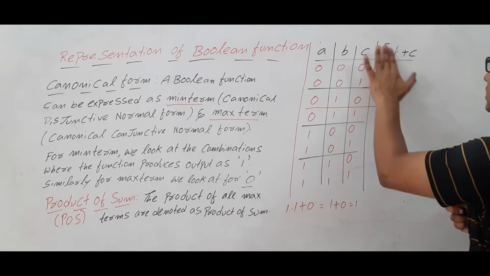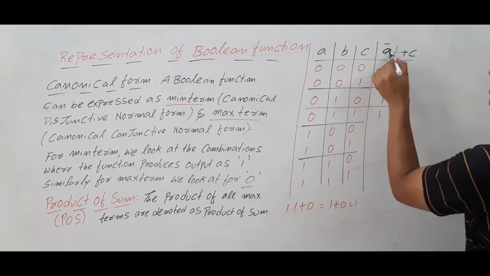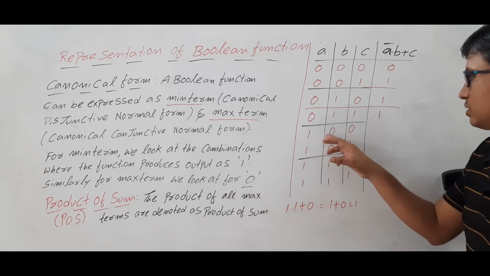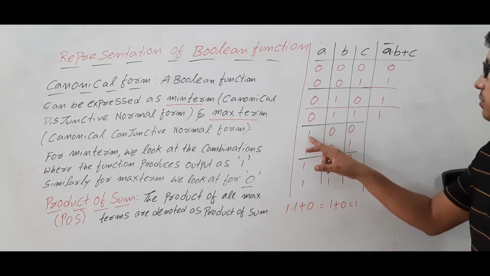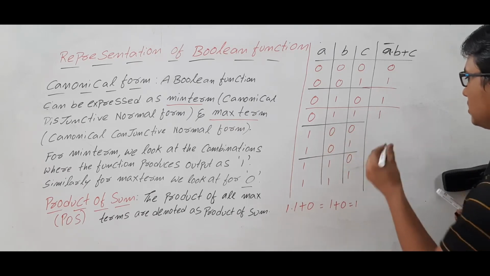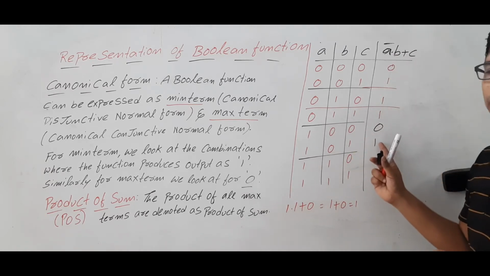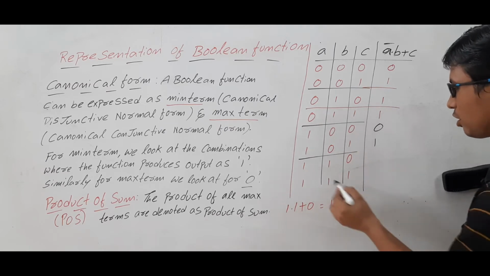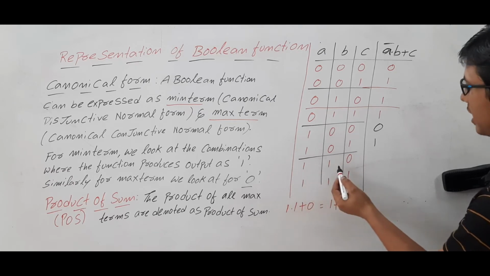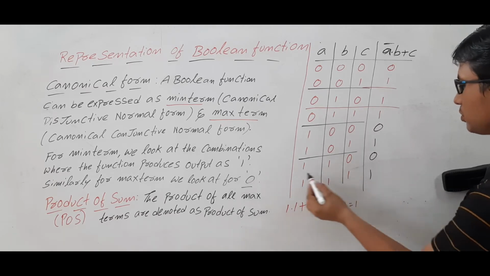I have erased this one, let me write it again. This is A complement B, and this is 1 0, so 1 means 0, and 0 will give 0. OR 0 will give the output as 0. And this will be 1, because if you have C value as 1, you will get output as 1. This will be 0 and 1, not 0. 0 and 1 is equal to 0, OR 0 is 0. And this will produce the output as 1.